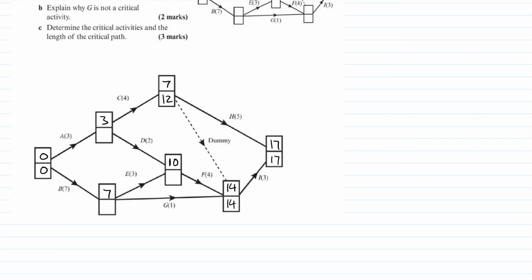So let's have a look at this one. Only 1 activity after it. So 14 minus 4 for F gives us 10. This one has got 2 activities after it, so we need to consider both. 10 minus 3 is 7. 14 minus 1 is 13. Pick the smaller one.